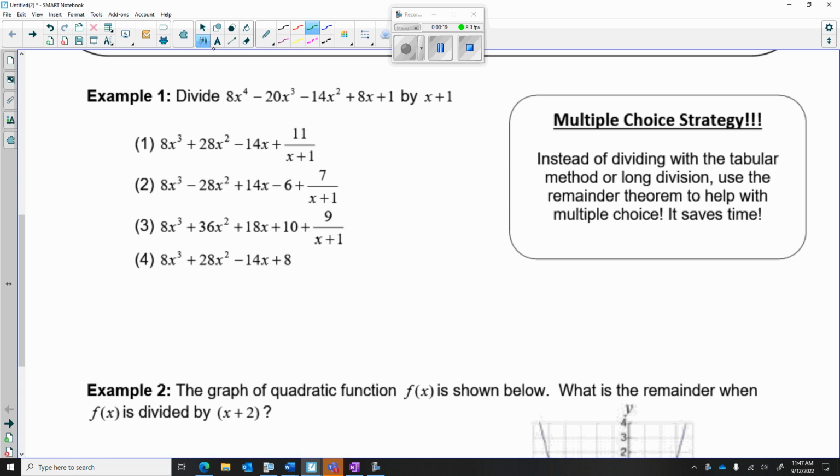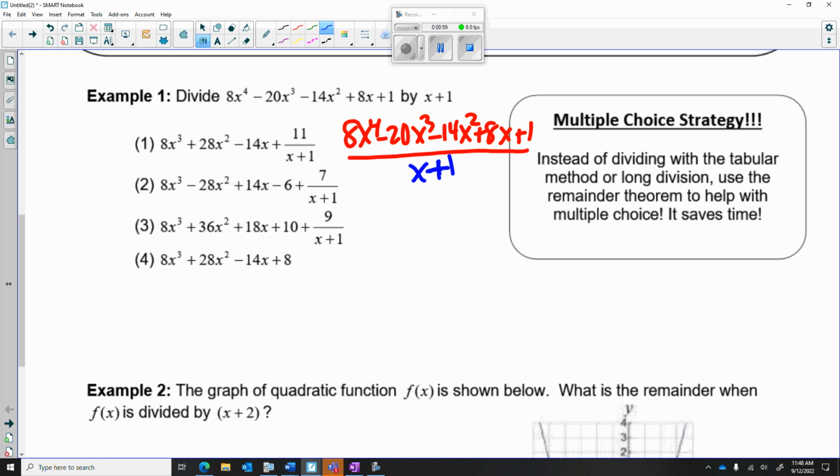It says divide this big polynomial, 8x to the fourth minus 20x cubed minus 14x squared plus 8x plus 1, divided by x plus 1. This is actually a multiple choice question. Could we do the full tabular division or full synthetic division on this to find the full quotient? The answer is yes, we could, but another option is called the remainder theorem, which is a nice little shortcut to help us determine our remainder quickly and easily.